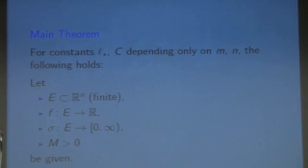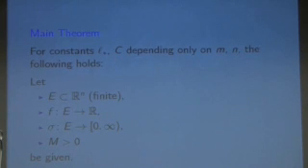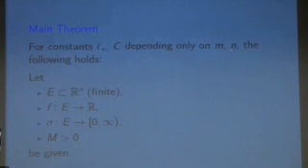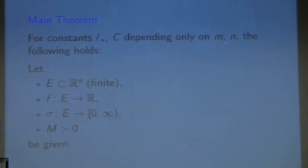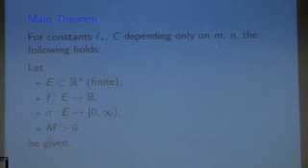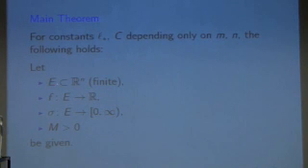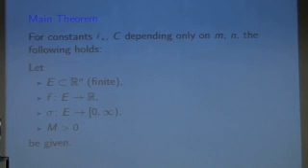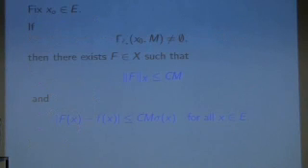So the main theorem is that there are constants L star, a large enough integer, and capital C, a large enough real number, depending only on little m, little n, the parameters in the function space X, for which the following holds. So take any interpolation problem of the kind that we've been talking about: any finite set E, any real valued function f on E, any tolerance sigma, and any positive real number M.